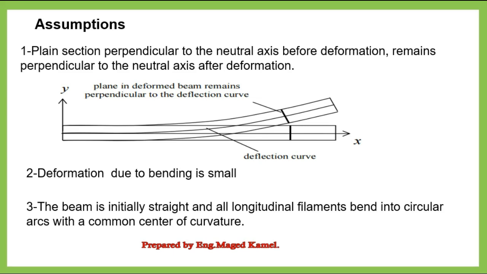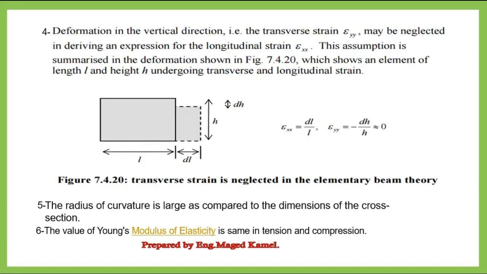Third assumption, the beam is initially straight, and all the longitudinal filaments bend in circular arcs with a common center of curvature. This means all these perpendicular sections, and if you assume there is another section, there would be a plane section perpendicular to the neutral axis, and a third section also perpendicular to the neutral axis. All these sections, if you extend them, will meet at a common point, and the line constituted will be in the form of a circular arc.